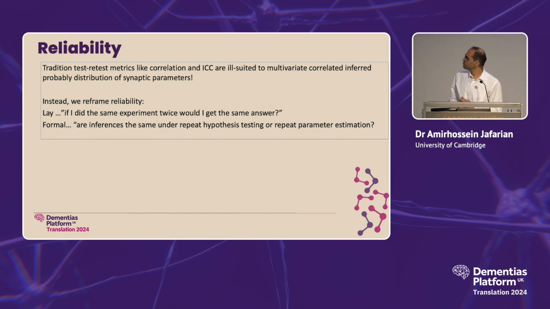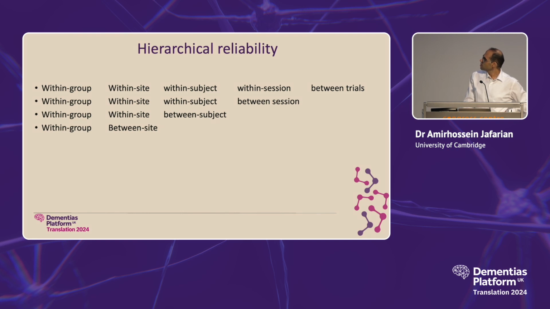We can reframe reliability by coming back to the original definition of reliability rather than sticking with the mathematical equation, and say: if I do the same experiment twice, would I get the same answer? If I can formulate that and provide some evidence for it, then that should be logically sufficient for the kind of work that we are doing. Our data come from 14 subjects. There are 14 subjects that were diagnosed with Alzheimer's.